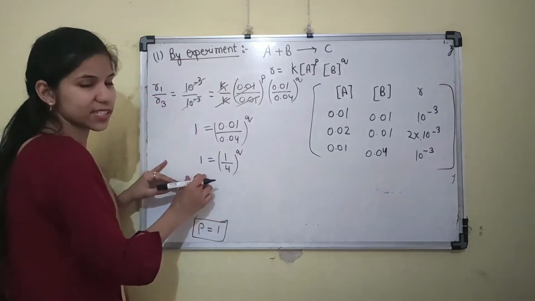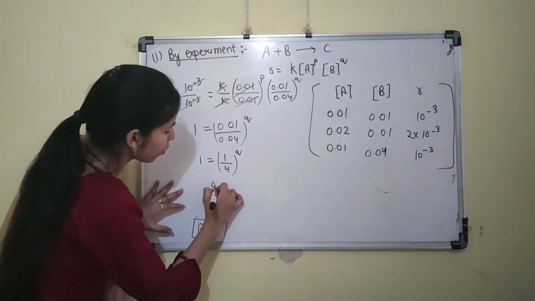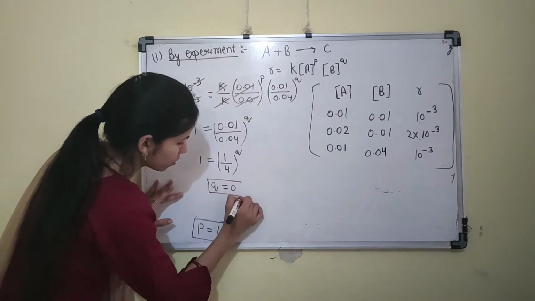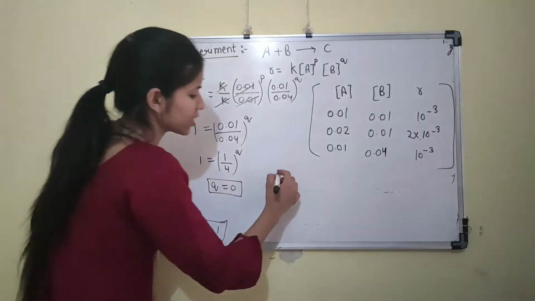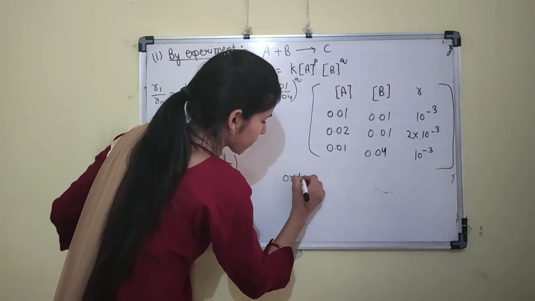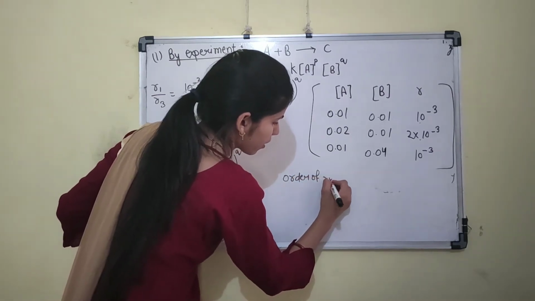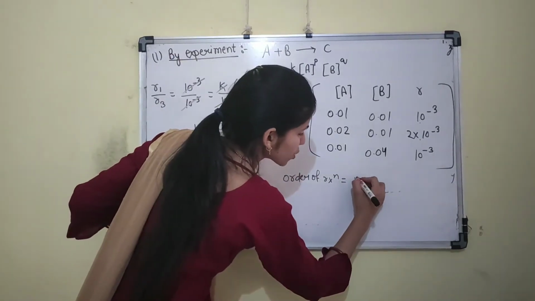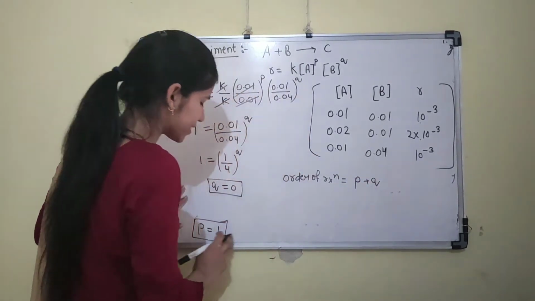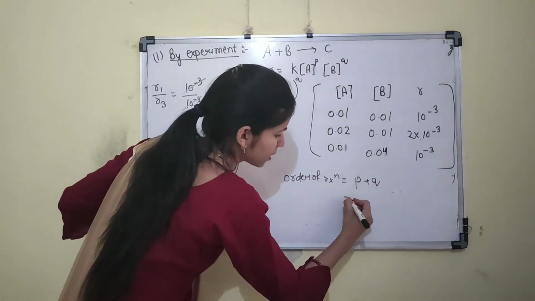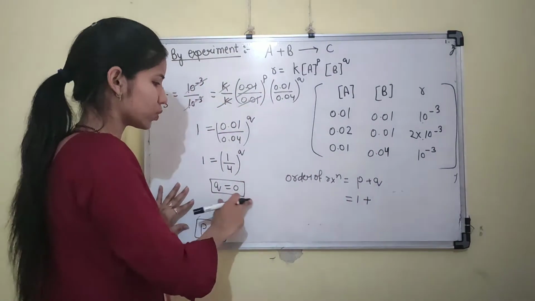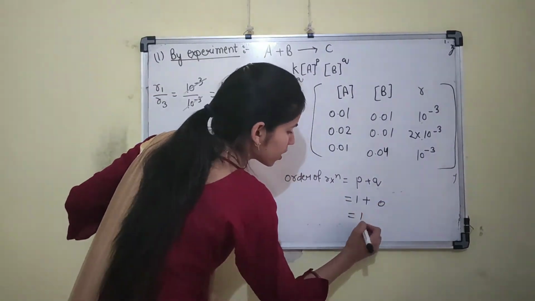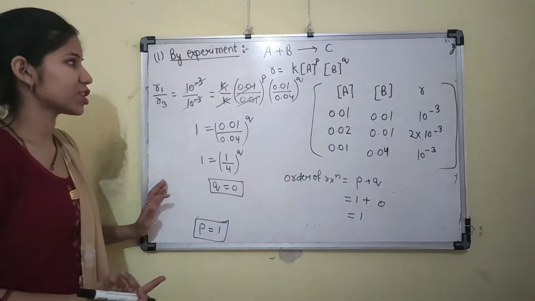Now in this the base is not the same, so the value of Q is 0, and the order of reaction is equal to the sum of the powers of the concentration terms. So it is equal to P plus Q, and the value of P is 1 and the value of Q is 0. So this is the first order reaction.